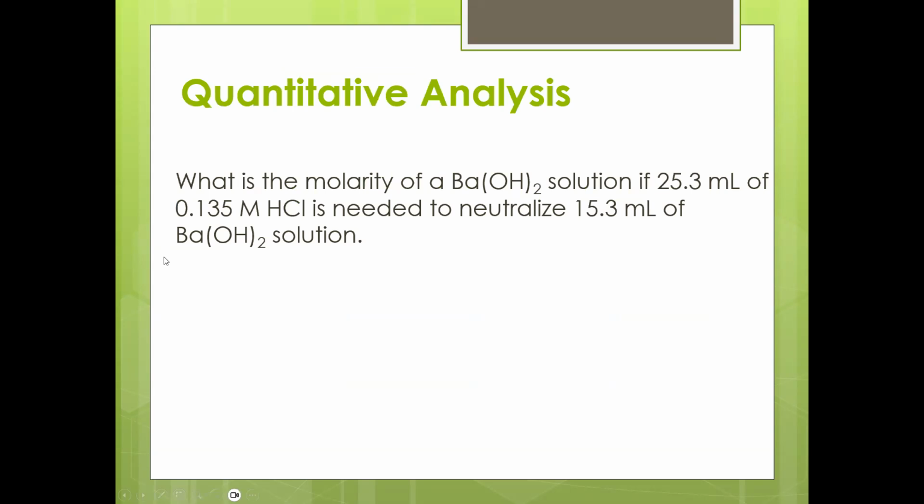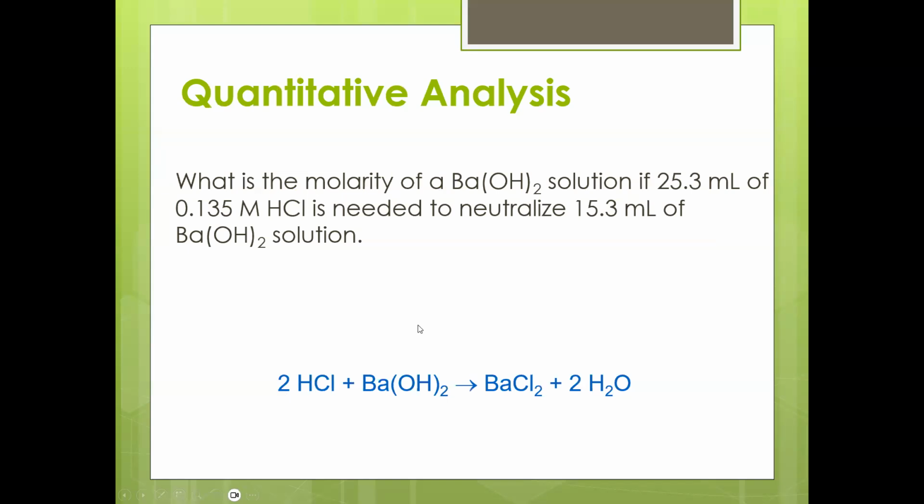In the first example here, what's the molarity of a barium hydroxide solution if 25.3 milliliters of 0.135 molar HCl is needed to neutralize 15.3 milliliters of barium hydroxide? So a lot of numbers, and how do you keep it organized? Well, first you have to write the balanced equation. Sometimes you're given it, sometimes you're not. So you have to put the reaction in, and then you have to balance it. The main thing is getting this mole to mole ratio.